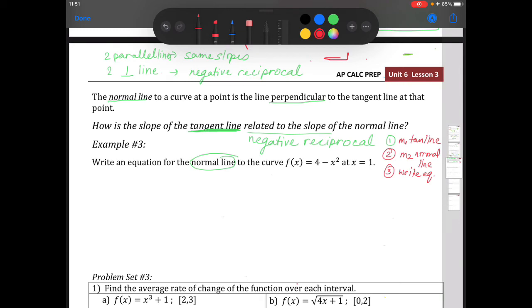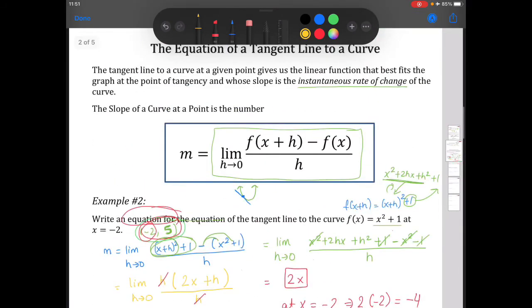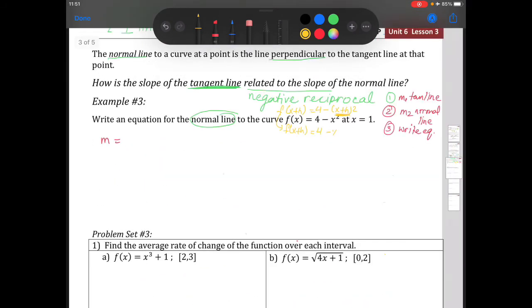So how do we find the slope? Our definition to find the slope is m equals, I'm not going to rewrite it, so I'm going to do f of x plus h. Wherever I see x, I'm going to substitute it with x plus h squared. That will simplify to 4 minus, if I multiply this whole thing out, I get x squared plus 2hx plus h squared. And if I distribute the negative, I get negative x squared minus 2hx minus h squared.